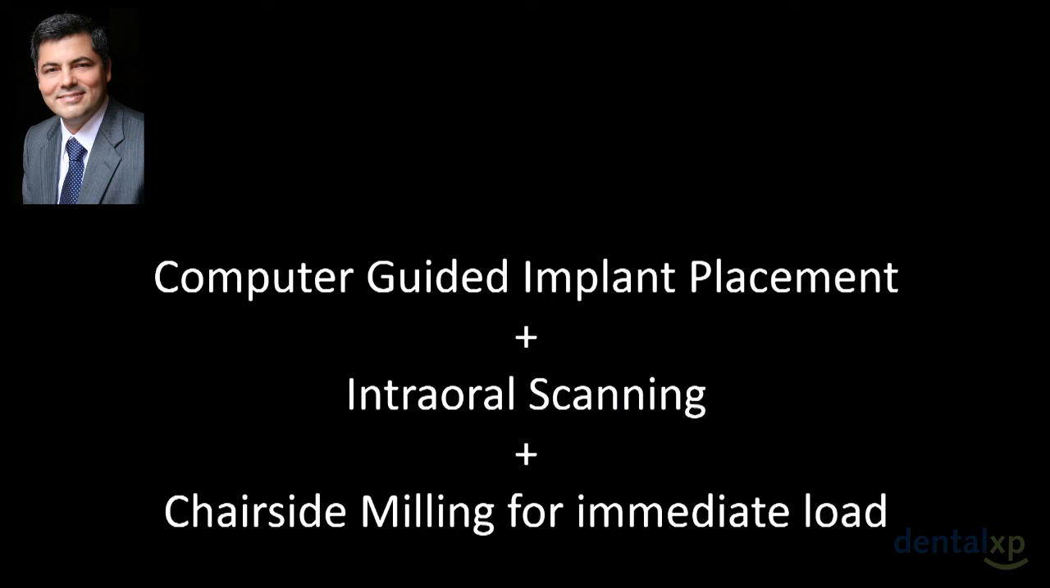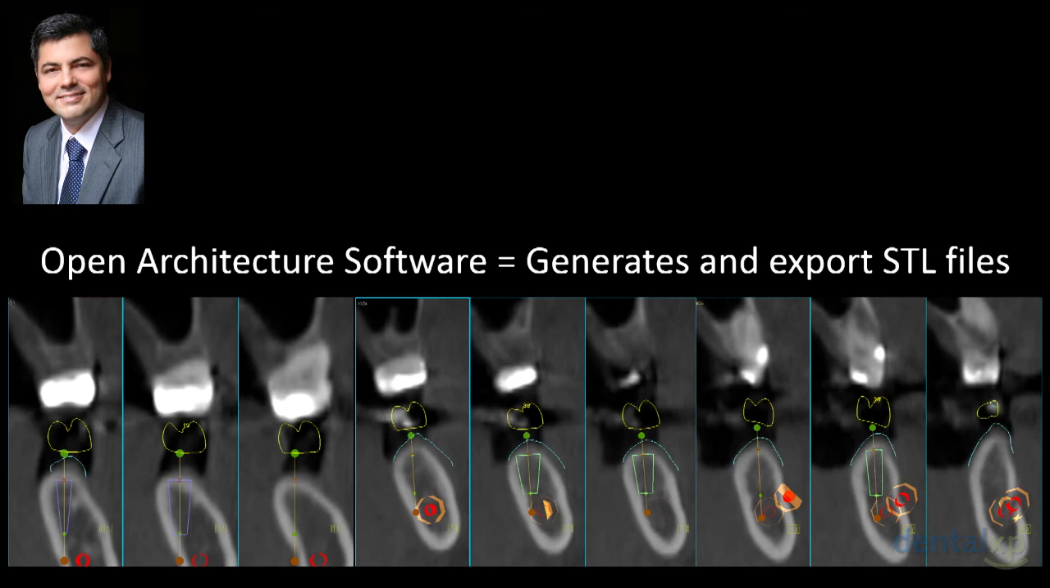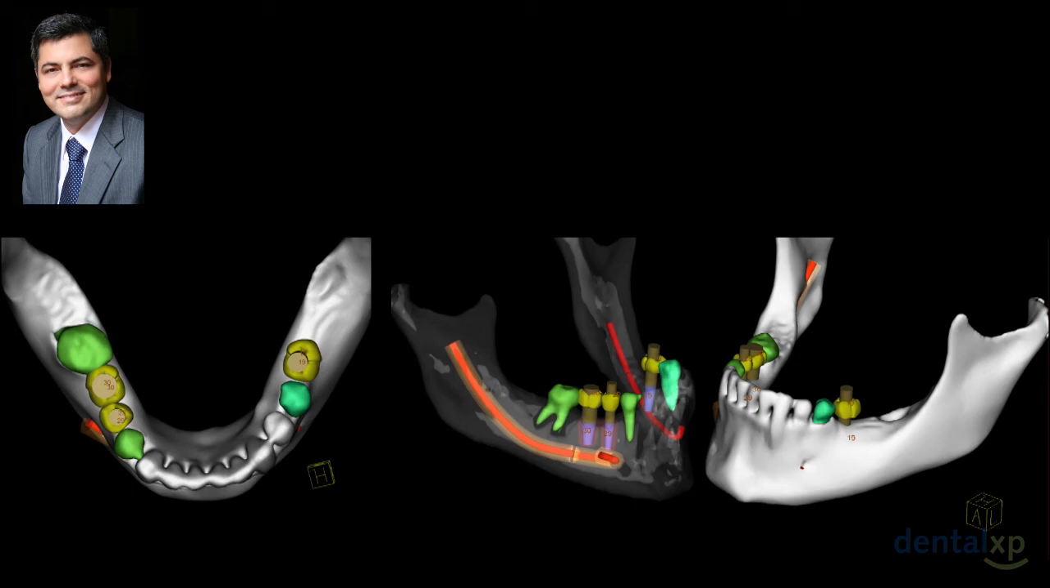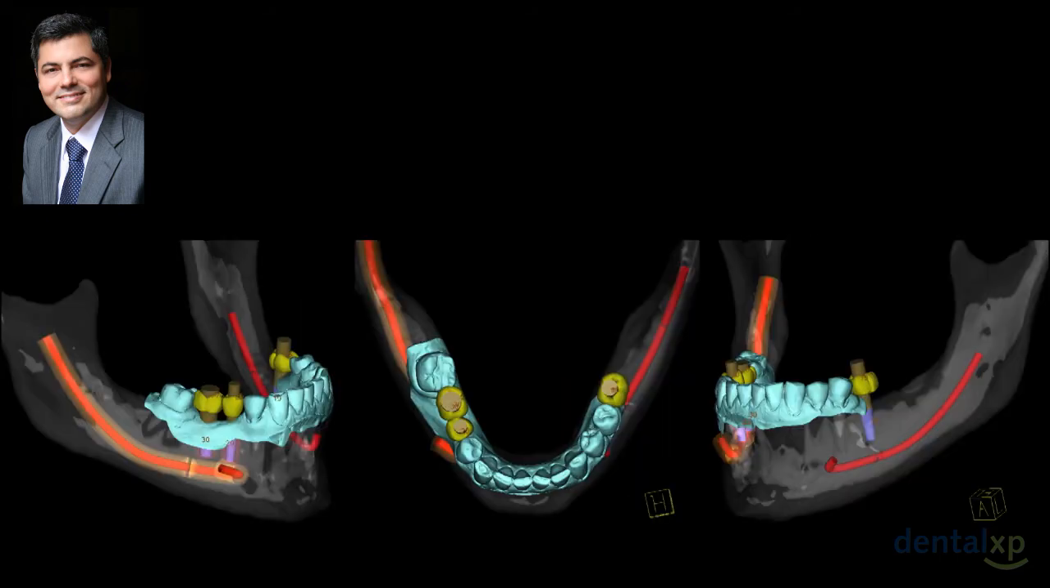And to finish, this is a very interesting case in which I did not utilize the quick model. This is a case in which we computer-guided an implant. We intraorally scanned the abutments, and we did some chairside milling for immediate load. This is the whole planning process that we had to go through. These are the biomodels that we fabricated. And if you see here, what we have is a nice congruence or merge of an optical scan with an actual scan with virtual teeth and implants.